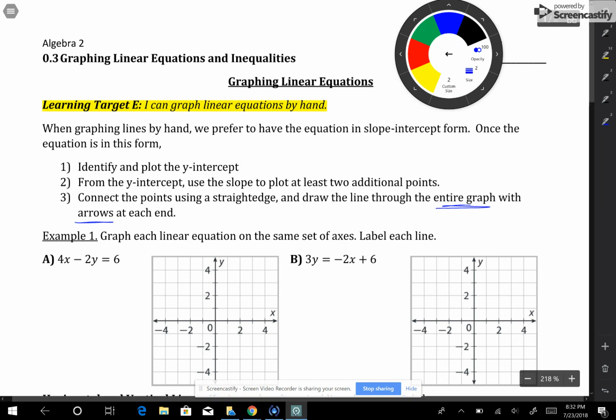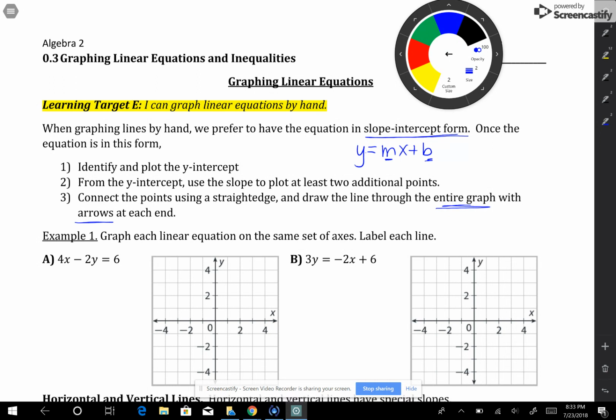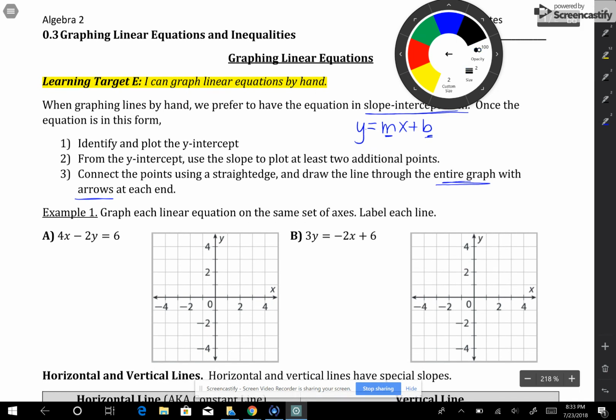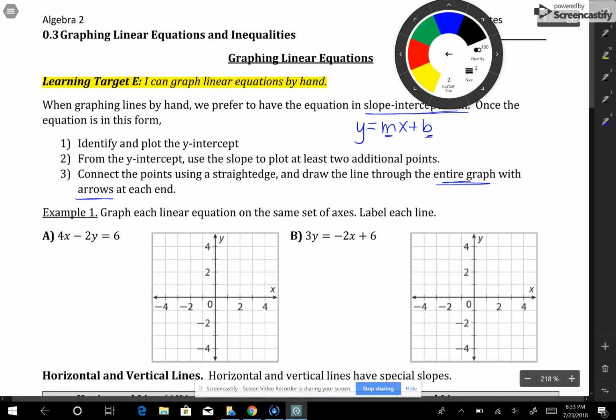Yesterday, or the last lesson, we spent time writing equations of lines. And remember, slope-intercept form is y equals mx plus b. Once we have our equation in this form, it's very simple to identify the y-intercept and the slope, hence why we really like this form for graphing. Let's take a look at example 1. We just need to have them say graph each linear equation.